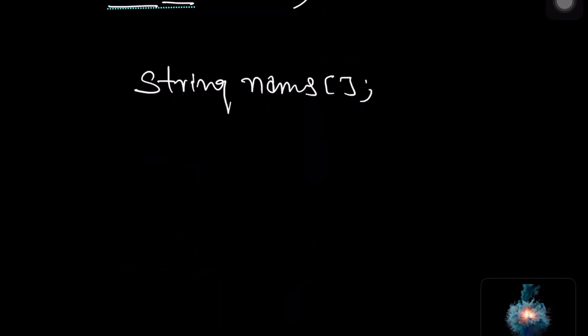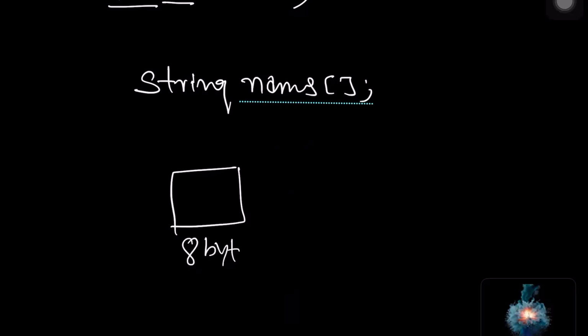Right now, what will happen when we declare string names like this? What actually happens in memory? One memory block will get assigned. How much memory will it take? 8 byte. And what is the default value for that? Null. So clear to everyone?